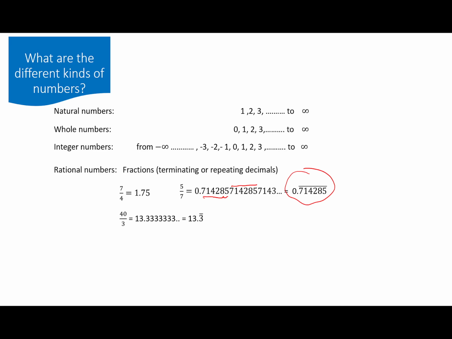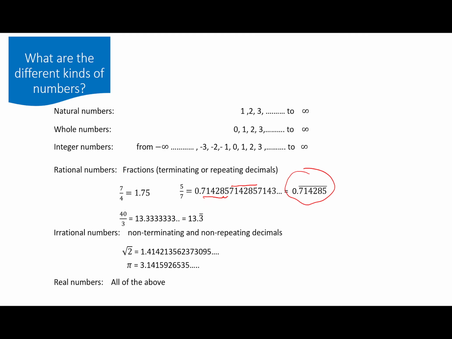Another example: 40 divided by 3 is 13.3333. That's repeating decimals, and we write it 13.3 with a bar on top of it. Irrational means not rational, which means non-terminating and non-repeating decimals. Examples: square root of 2, pi. Now, real numbers are all of the above.